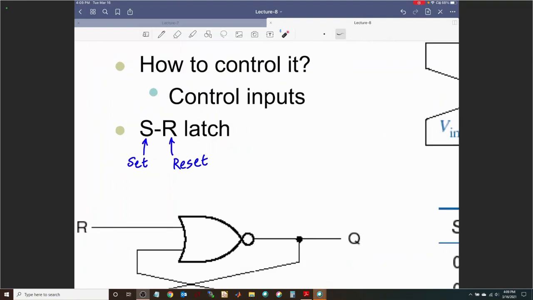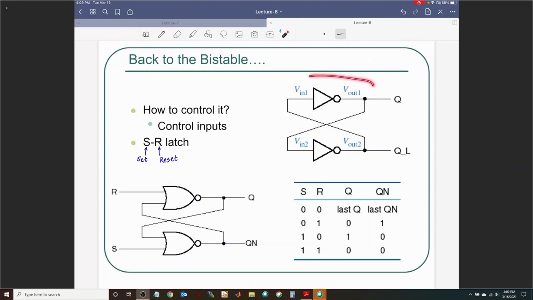So next question. We were over here, trying to use a cross-coupled NOT gate configuration. Why do we need to go for a cross-coupled NOR gate configuration? Why do we need to do that jump? This is a cross-coupled NOR gate. Hard to reset inputs, right? So to gain control over the inputs.